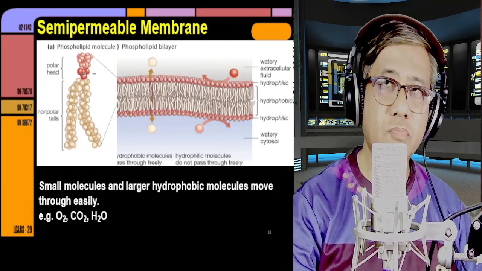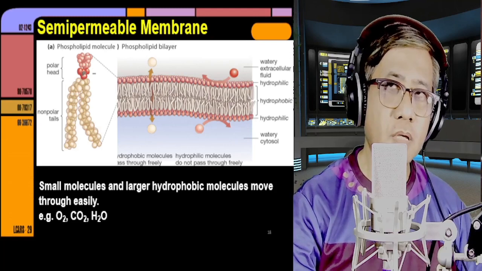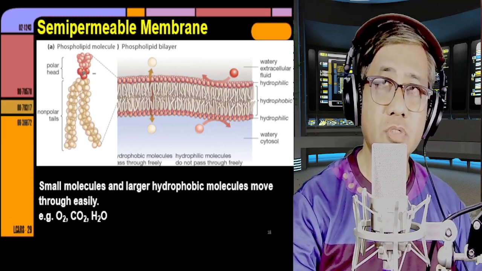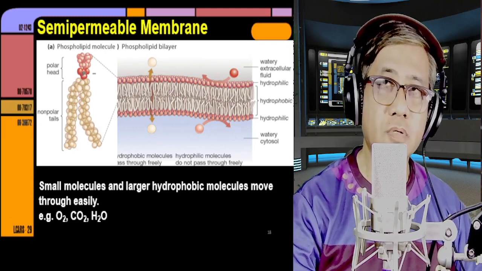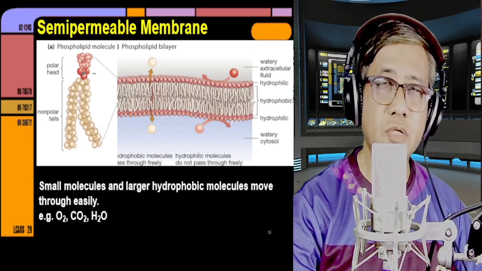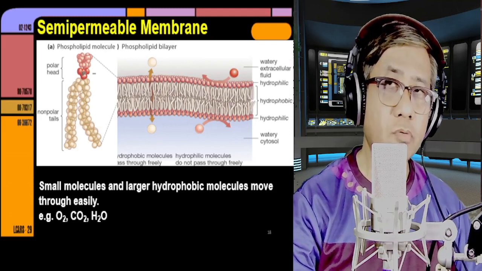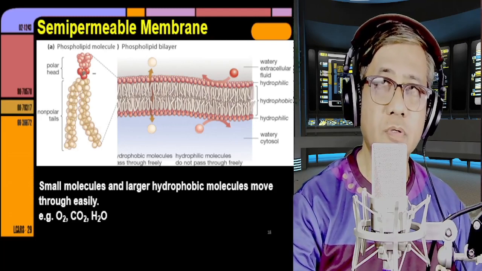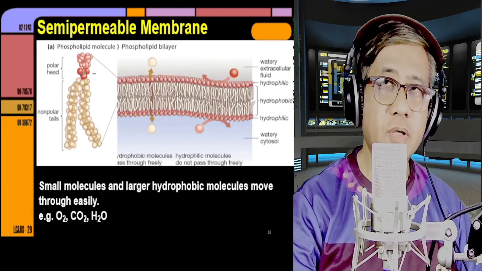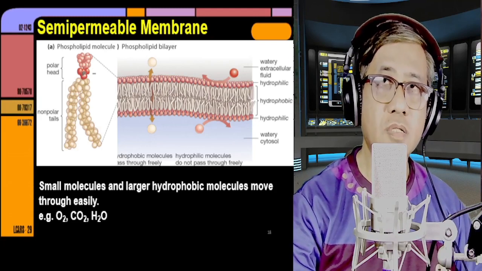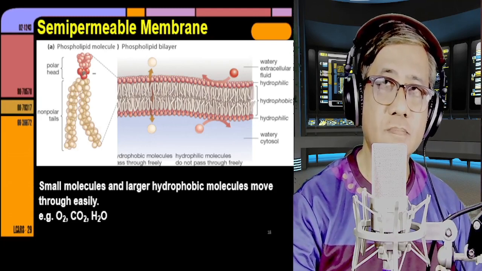Now, in the case of water, we know that water is a polar molecule. And technically, water cannot pass through the phospholipid bilayer easily. However, there are special channels embedded in the phospholipid bilayer called aquaporins. These aquaporins are open channels that will allow the entry of water. So, water can pass through easily through those channels called aquaporins.